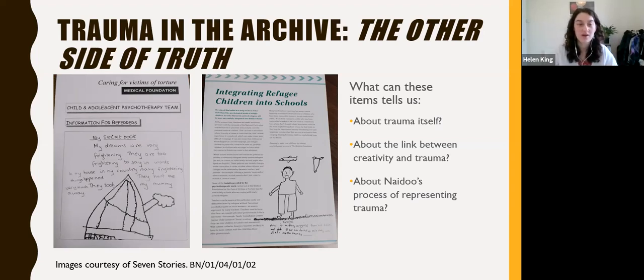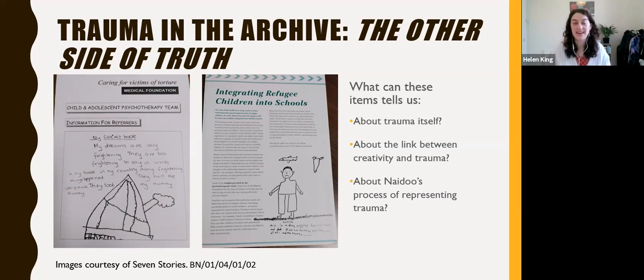All of the items in the Naidu archive are things that Naidu has kept and herself donated to the archive. And these images here are from booklets which have been kept by Naidu, and they've been created by the Medical Foundation for caring for victims of torture. In her research and her development for The Other Side of Truth, Naidu corresponds with the Medical Foundation. There are letters and emails between her and the Medical Foundation, and she seems to have used this contact to shape her representations of trauma in her novel.